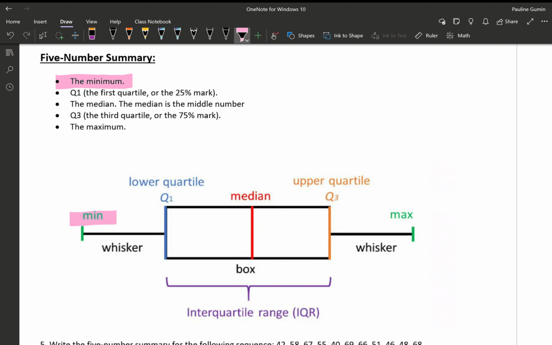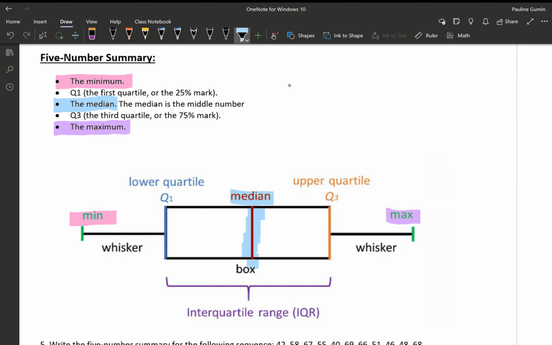We always want to organize our data from smallest to largest, left to right. On the right side, we have our maximum. That's going to be the largest point of our data. Right smack in the middle, we have our median. This is the middle of all of our data.